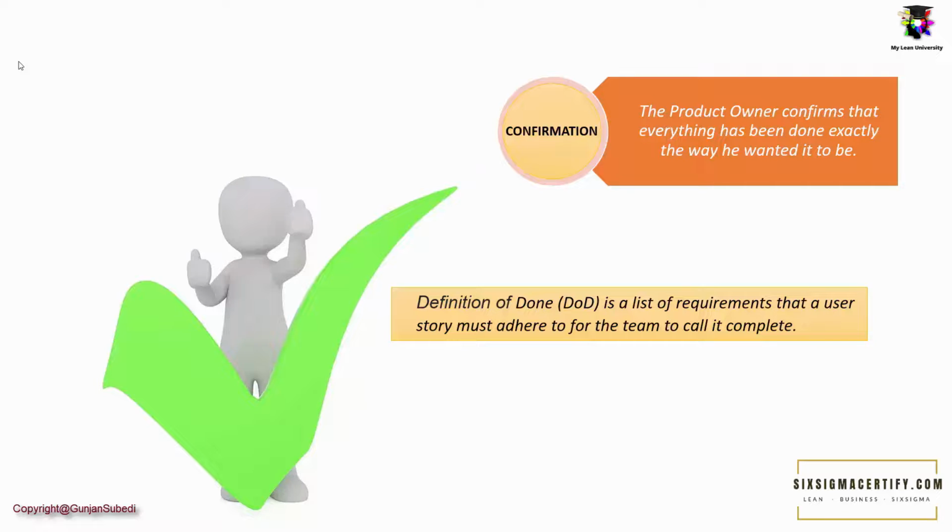So we just learned in this particular lecture that there are three components of the user stories. They are the card, conversation and confirmation.